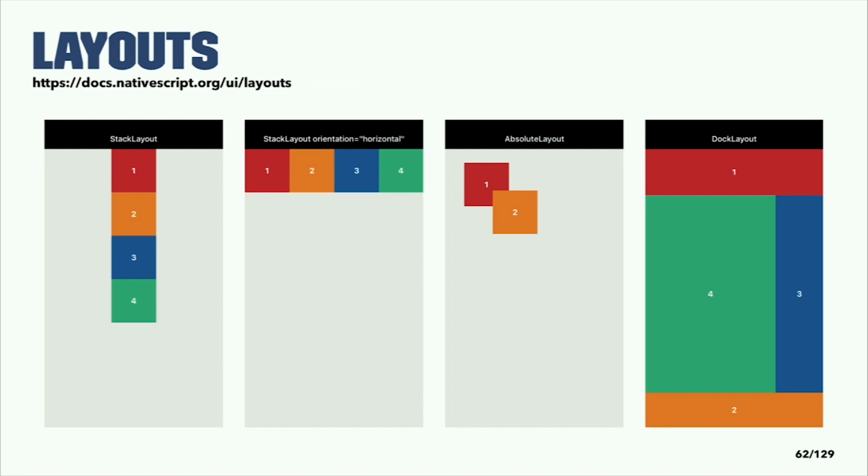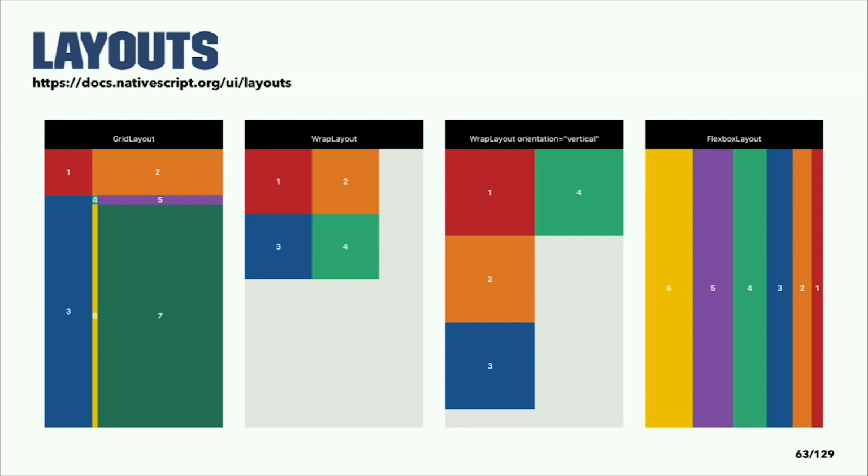I mentioned layouts, and there are quite a few layouts available. The easiest one, and that's the stack layout, it will just go from top to bottom. You can set the orientation to horizontal, so it will go from left to right. Well, the absolute layout is just the same as on the web. You can set coordinates where to start. And one that's used quite often is the dock layout, in which you can set a top and a bottom bar, for instance, and have them stay there, and just use the other space for the content.